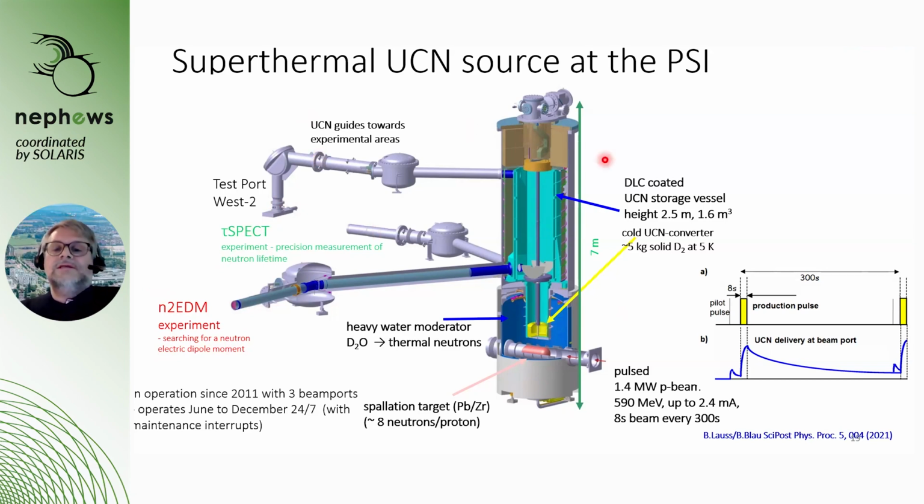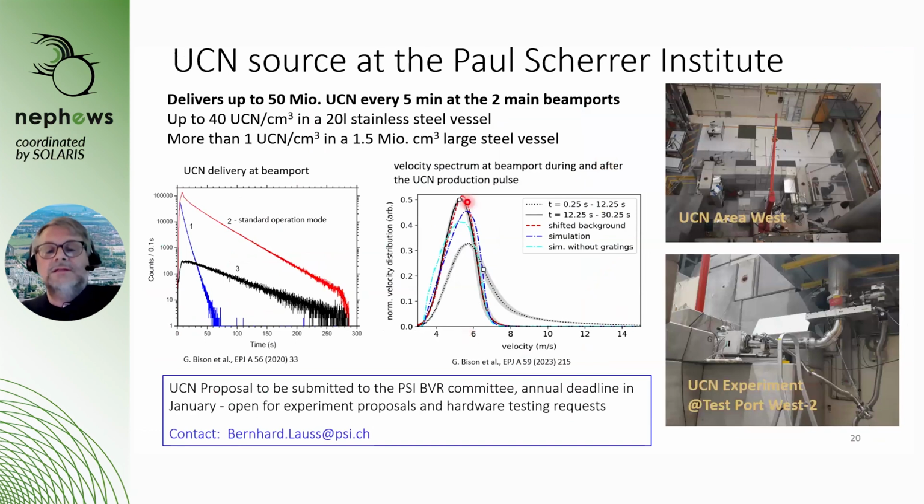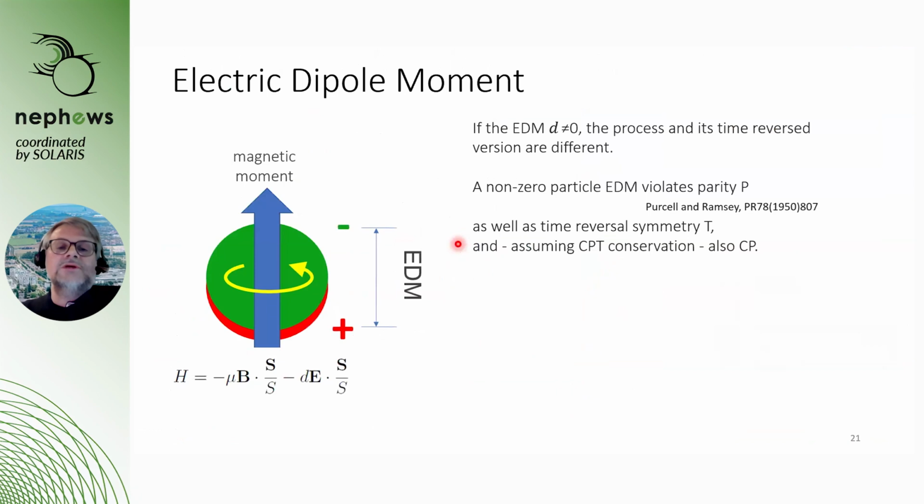So I think I'll skip this one. You see here that the spectrum from this is slightly softer, so you have a maximum at around 5 meters per second, depending on the time after storage, and they use this mainly for measuring the electric dipole moment.